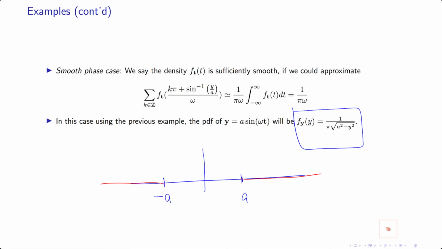Now, if you put y equals 0, you get the minimum value here, so you get 1 over pi a. And then if y becomes close to a, this becomes infinity, so you have a distribution like that. Remember that the area underneath the PDF is equal to 1. So this is the PDF of f y of y, the red curve.